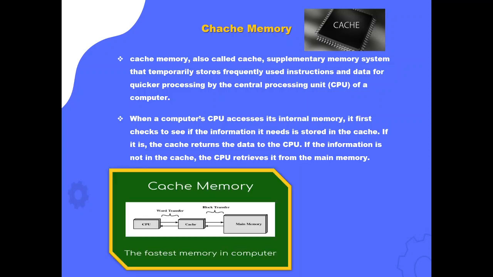This working is pictorially represented here. The CPU here checks for the data from the cache. If it is found, it retrieves it. Otherwise, it retrieves it from the main memory. Because the cache memory is present between the CPU and main memory, it is much faster than main memory. It is the fastest memory inside the computer.